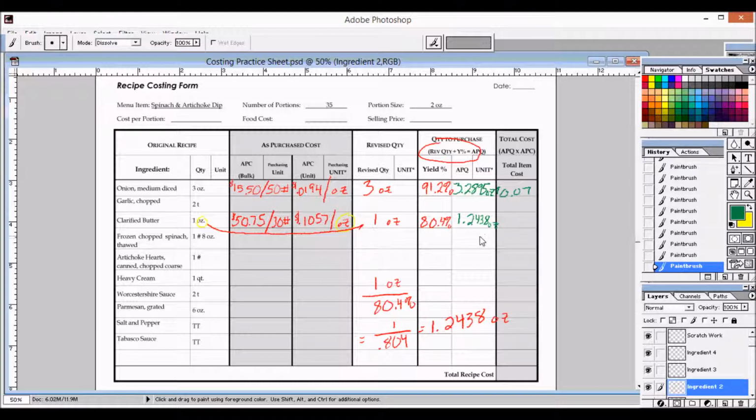Because for the total cost, all we've got to do is take that 1.2438 ounces we've got here and multiply it by the as purchased cost there, the 0.1057. So when I take the 1.2438 and multiply it by 0.1057, that gives us that the butter is costing a little over 13 cents, $0.1318, or rounded up money-wise, 14 cents. And there you go.